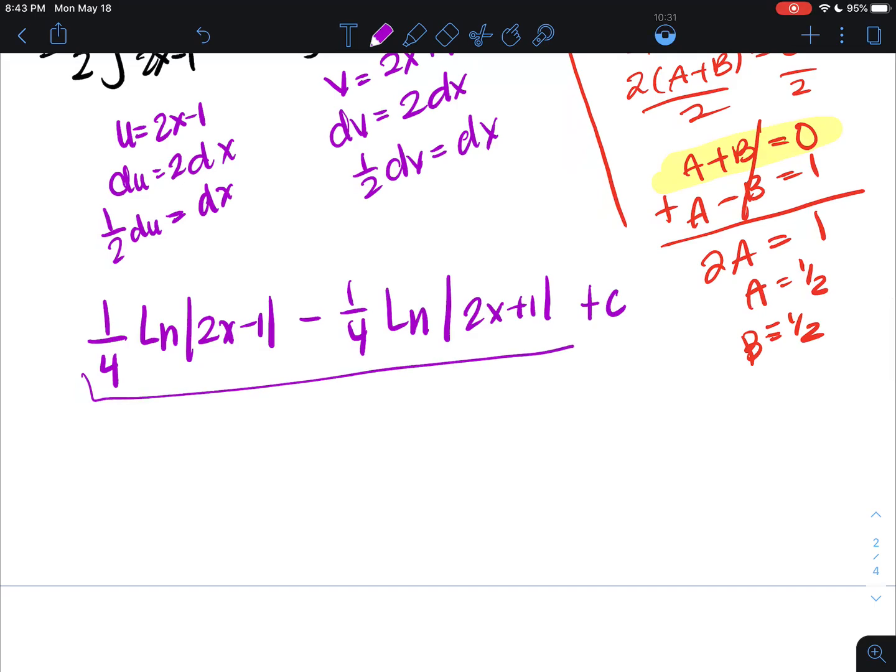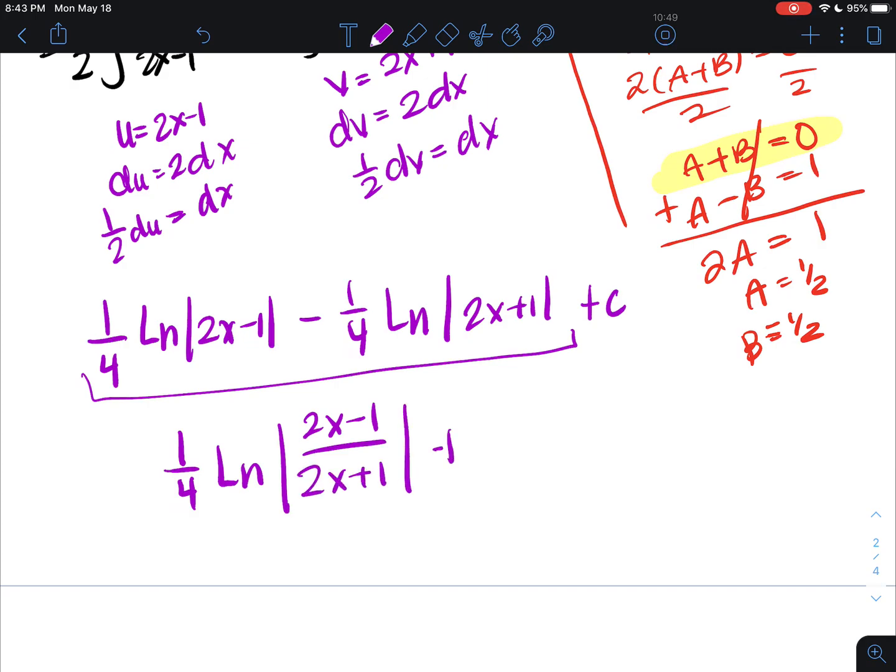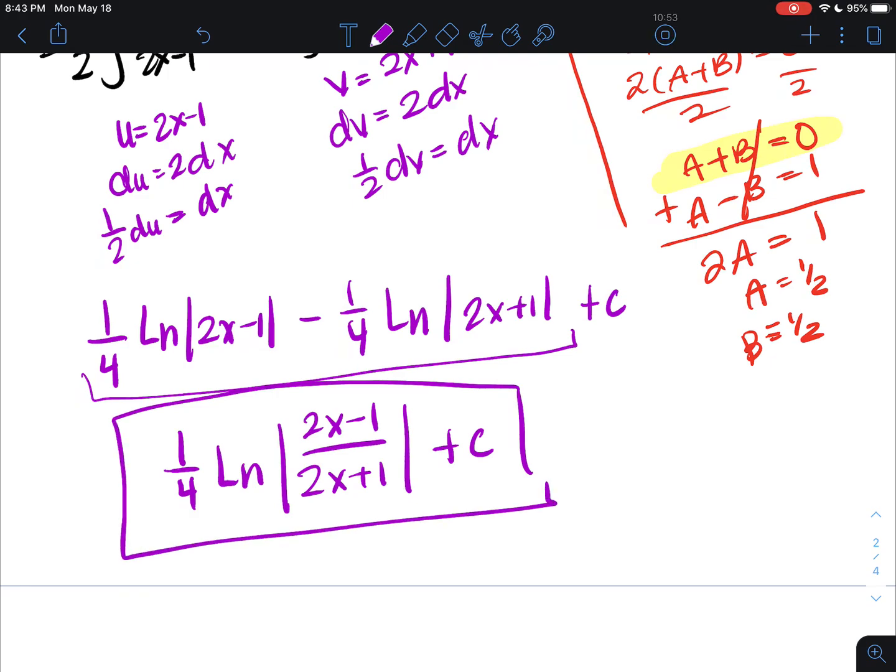But here I have the rule that we know from logs, right? So it would be a quotient rule. So this would really be 1/4 natural log of the absolute value of 2x minus 1 over 2x plus 1 plus c. Outside of that, you can't really simplify. Okay? So that's the first example.